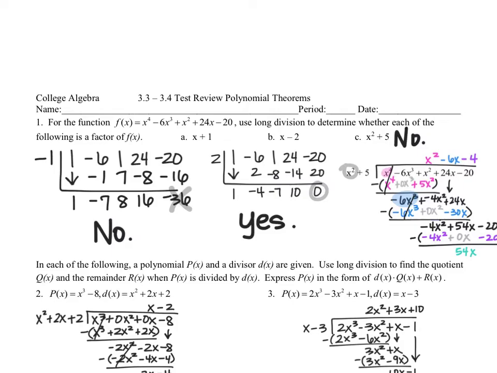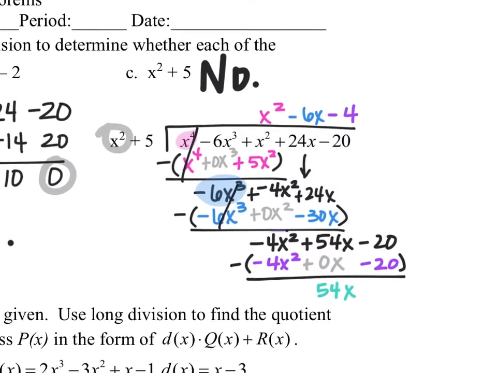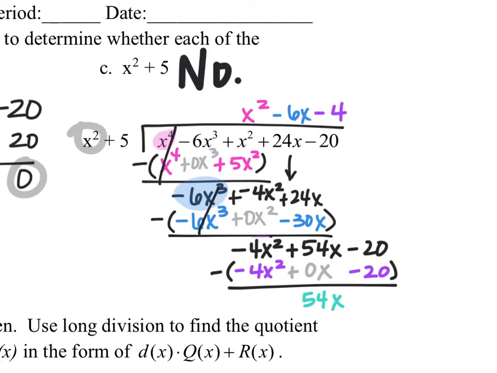And on C, we cannot use synthetic division because the divisor is quadratic. So we have to go ahead and use the long division. So what you do is you ask yourself, how many times does x squared go into x to the 4th, or what do I need to multiply x squared by so that it becomes x to the 4th? And of course, that's x squared. So then you take x squared and multiply by this entire expression, and that's what I got here.